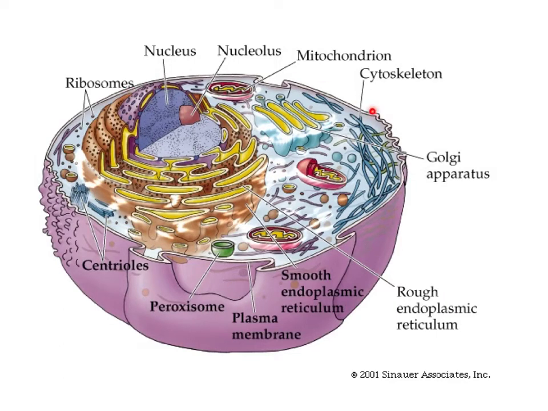Eukaryotic cells have an external membrane, but also have these membrane-bound organelles, and the nucleus is separated out from the rest of the environment. And so you have things like the mitochondria. In addition to your nucleus, you have your rough and smooth endoplasmic reticulum. You have the Golgi apparatus. And so these membrane-bound organelles are important for post-translational modification.